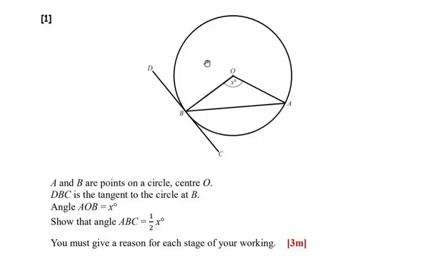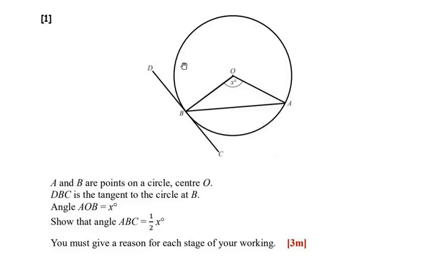A and B are points on a circle with center O. DBC is a tangent to the circle at point B. Angle AOB is equal to x degrees. Show that angle ABC is equal to 1/2 times x degrees. You must give a reason for each stage of your working.